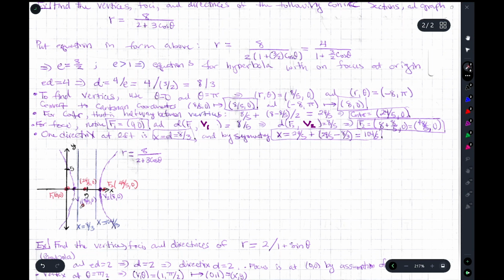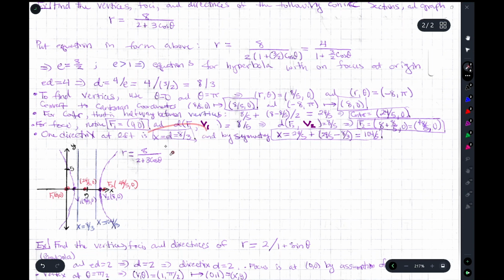Well, first notice, due to symmetry, that the distance from the focus to the vertex should be the same. Okay, so V1 to F1, this is the first vertex, V1 to F1, should have the same distance as V2 to F2. Okay, now the distance from the first focus to V1 is 8/5. And if we impose that condition on the distance between F2 and V2, we'll get 48/5 there, okay, which is just 8 plus 8/5, the distance between the foci to the vertices, okay?